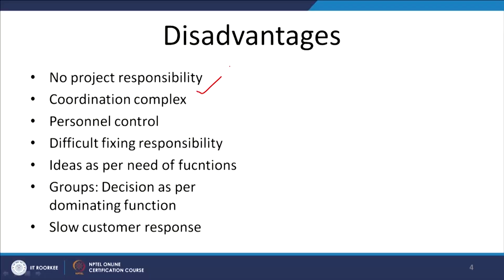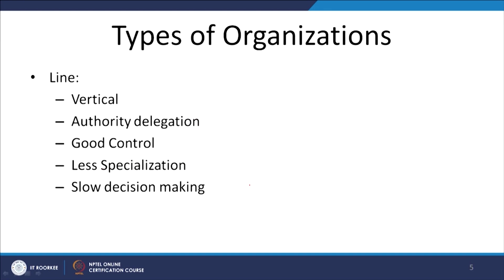On the other hand, disadvantages of the classical organization: no project responsibility. There is no one who will take the responsibility of the project for its successful completion. The coordination is difficult, the personal control is also difficult because of the horizontal nature of the structure. Fixing the responsibility for failure is difficult. Ideas are mostly oriented in light of the function's requirement, and the decisions are most of the time dominated by the strong functional groups, and the response to the customers is slow.